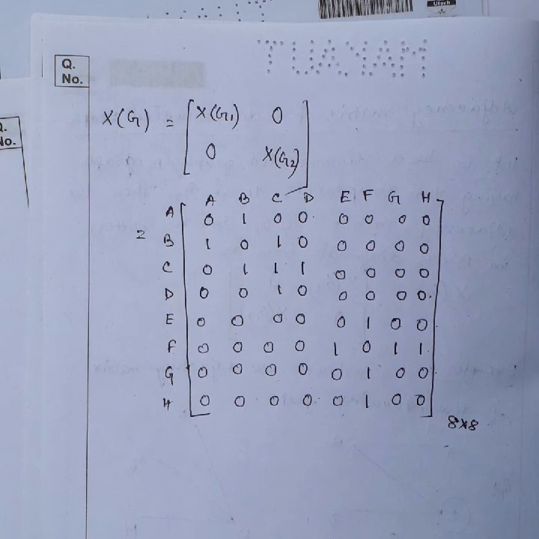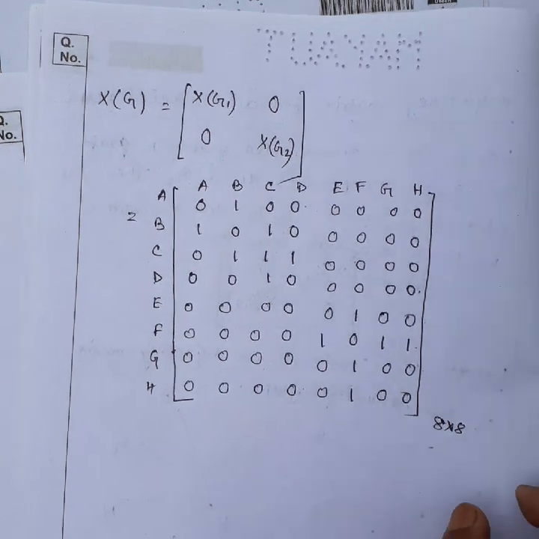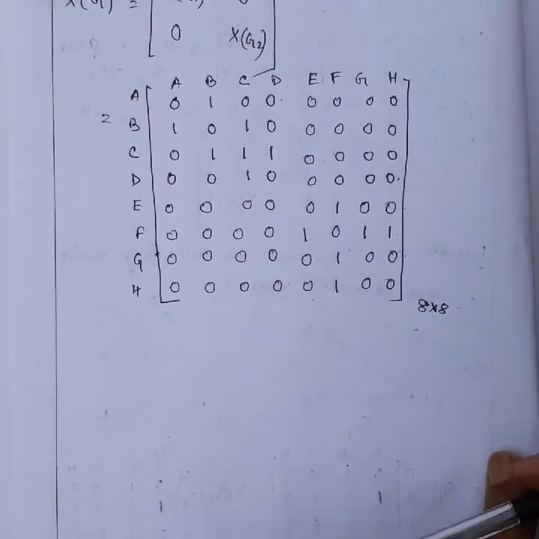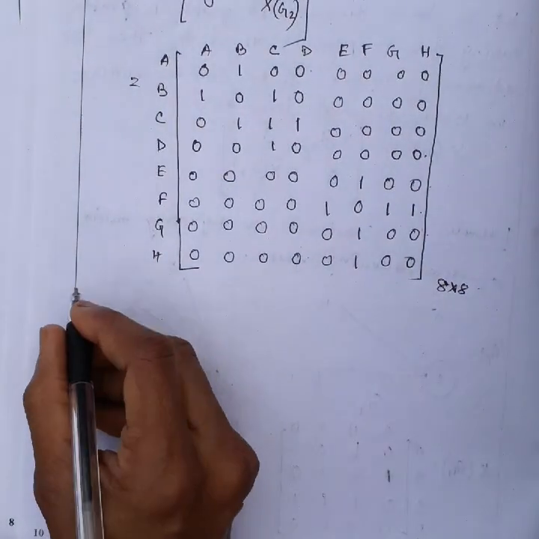Okay, now we can find the graph from the adjacency matrix also.